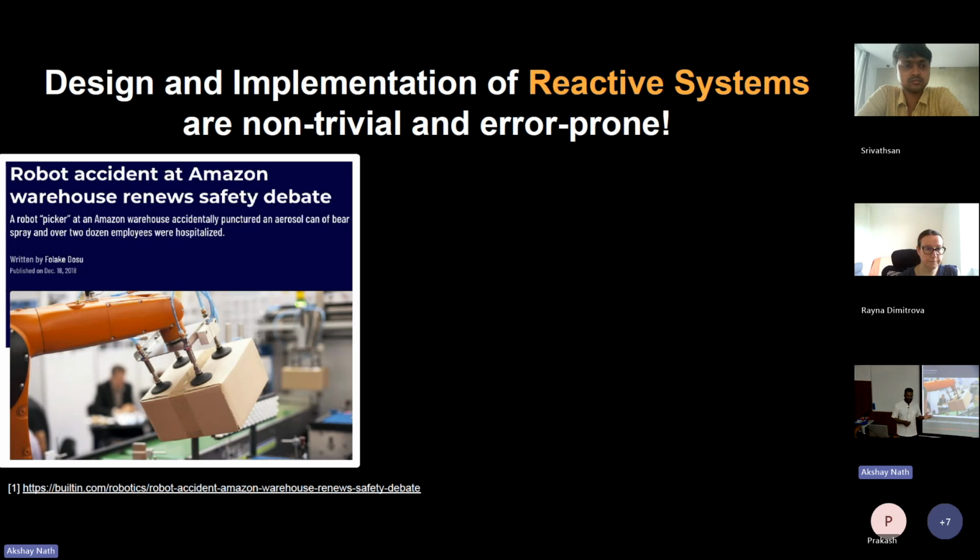For example, in a warehouse itself, a robot punctured a can of aerosol and injured a dozen members of the company. And this gets worse. As I said, if there's a robot moving on the floor and there's some spill, it's not really accounted for. So what does the robot do in such situations?